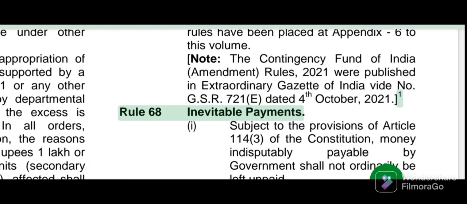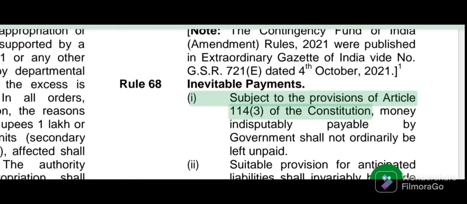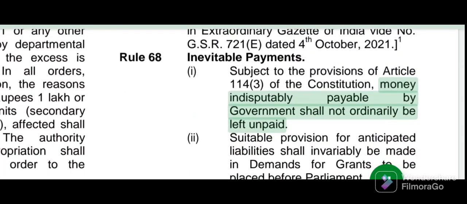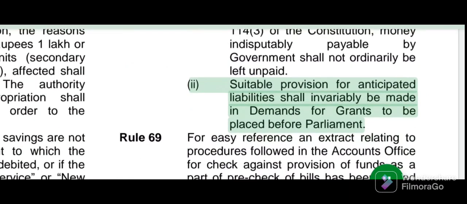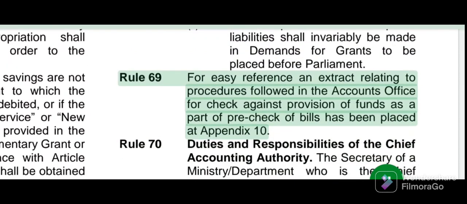Rule 68: Inevitable Payments. Subject to the provisions of Article 114(3) of the Constitution, money indisputably payable by government shall not ordinarily be left unpaid. Suitable provision for anticipated liabilities shall invariably be made in demands for grants to be placed before Parliament. Rule 69: For easy reference, an extract relating to procedures followed in the Accounts Office for check against provision of funds as a part of pre-check of bills has been placed at Appendix 10.